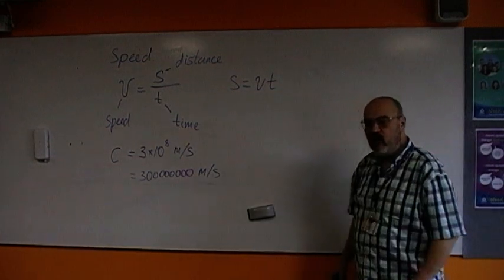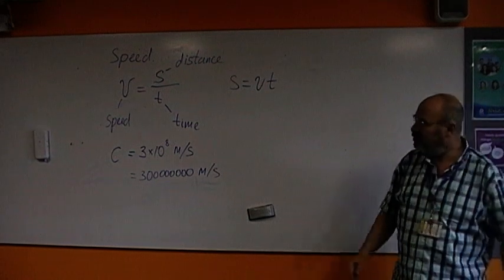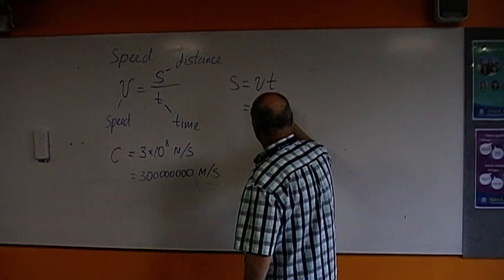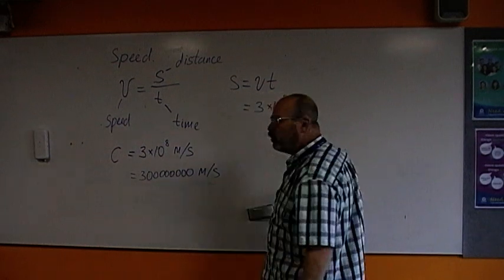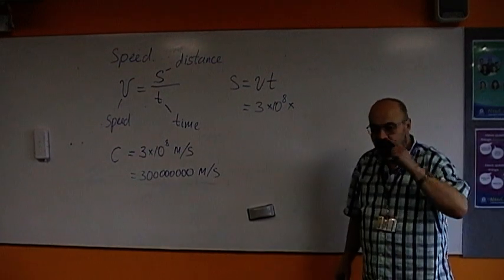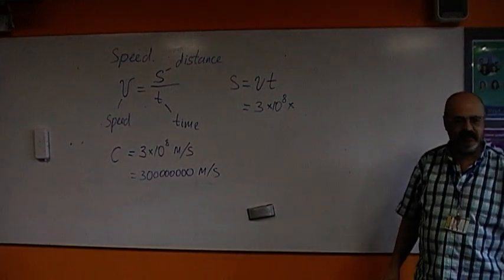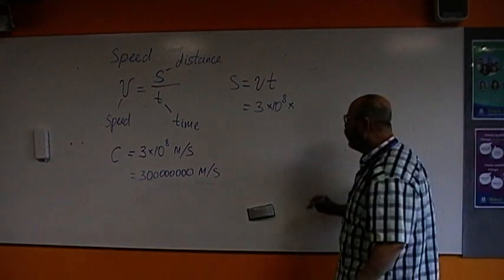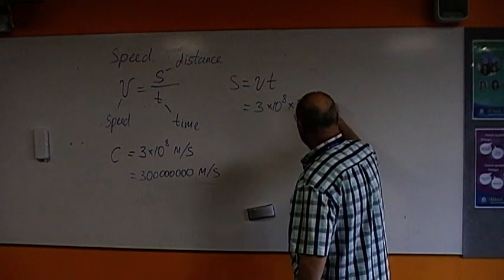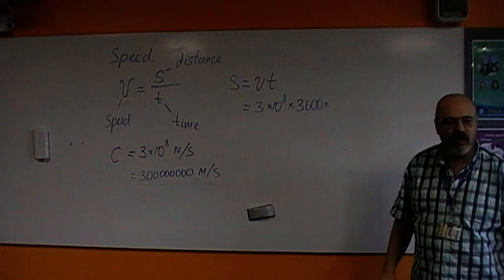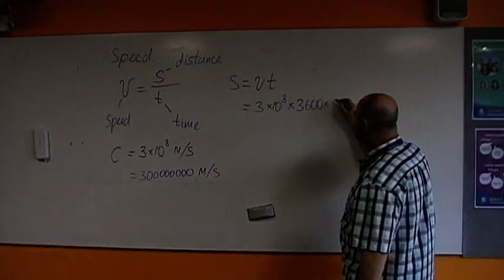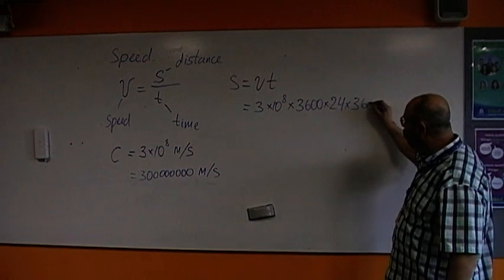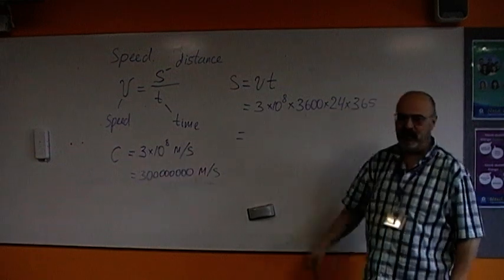Now let's calculate how far light moves in 1 year. So, speed is 3 times 10 to the power of 8. Now, time, 1 year. That's in 1 second. How many seconds in 1 hour? 60 times 60, which is 3,600. This is the seconds in 1 hour. How many hours in 1 day? 24. How many days in a year? 365. Okay, get your calculators and calculate what it will be.